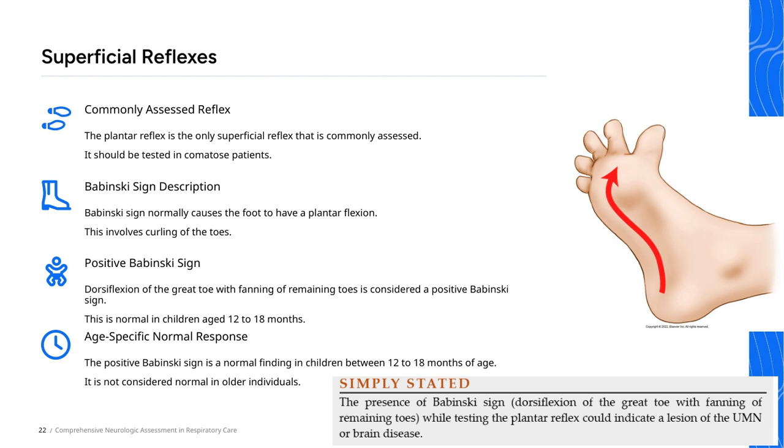In terms of assessment, the plantar reflex is the main superficial reflex we evaluate. It's especially important to test this in patients who are unconscious or in a coma, as it can provide valuable information about their neurological status. To sum up, recognizing the age-specific normal responses, especially the presence or absence of the Babinski sign, helps us gauge neurological function effectively. It's a vital piece of the overall neurologic assessment in respiratory care.